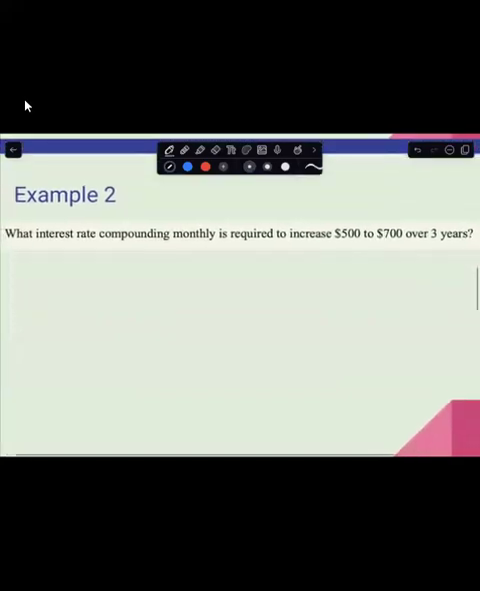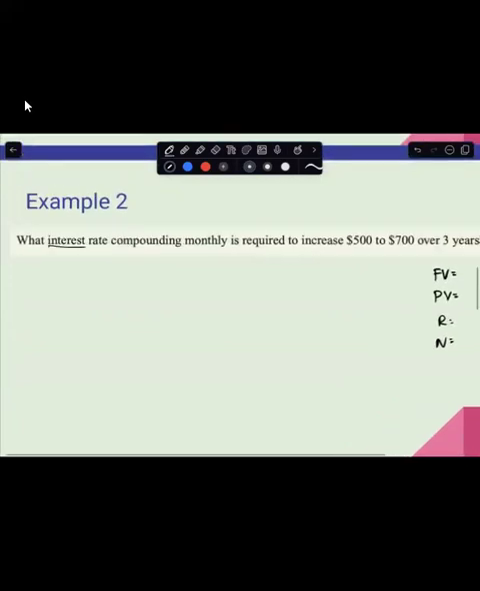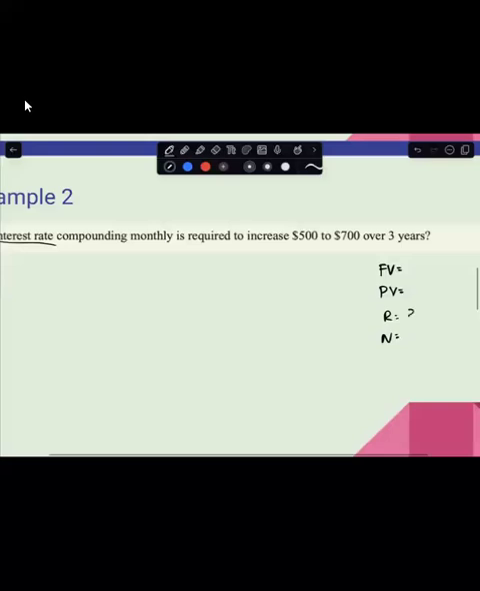It says, what interest rate compounding monthly is required to increase $500 to $700 over 3 years? Again, same rules apply. I am now going to just put the strategy on again. All right, I'm trying to find the interest rate. So that's my R. I'll put a question mark for R.